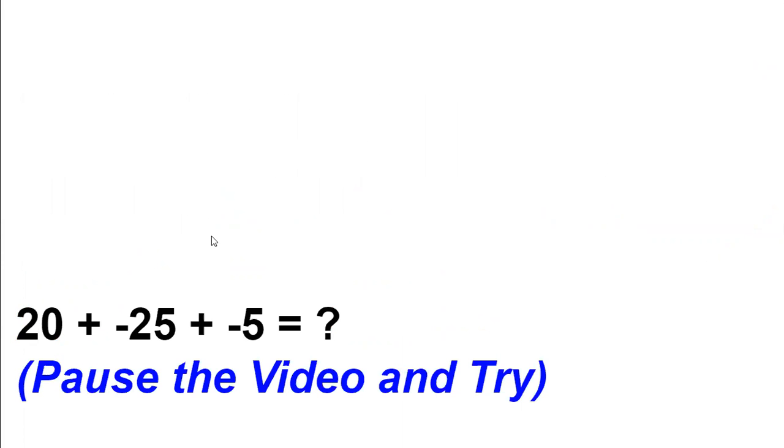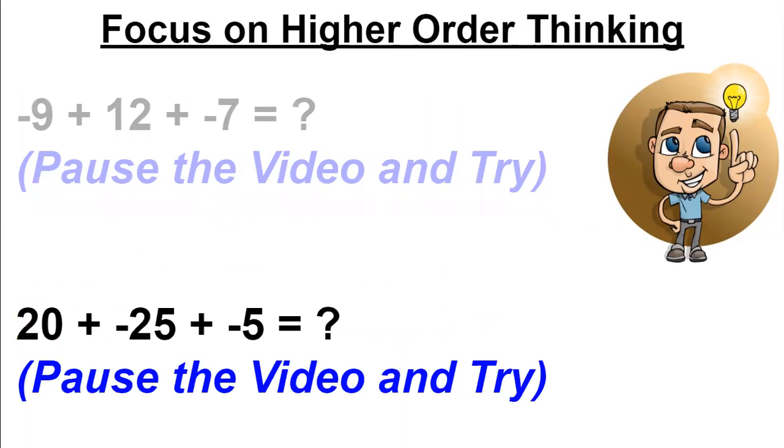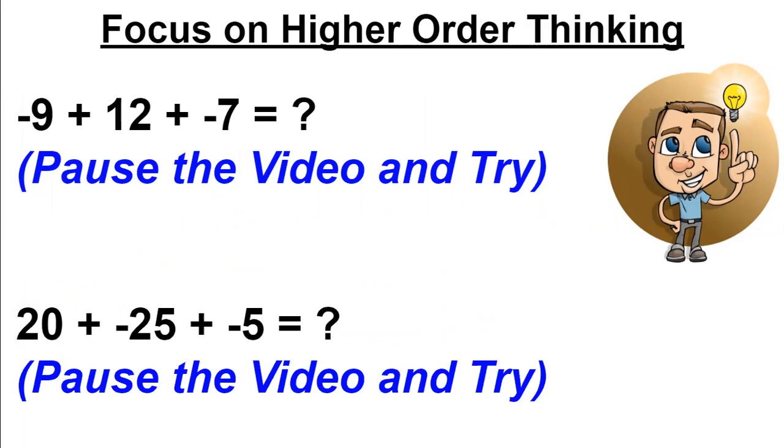Another problem. Try these couple of problems. Negative 12 plus negative 9 plus 12 plus negative 7 equals blank. And 20 plus negative 25 plus negative 5 equals blank. Pause the video, see if you can try it.